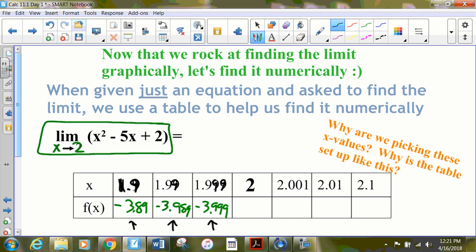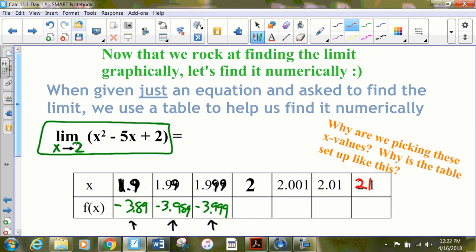So let's see if it's doing the same thing coming from the right. Once again, to set up x coming into 2 from the right, I could say, let's come in from 5, 4, 3, 2, we got there. That's not the way the tables are set up. The tables say get as close as you can to 2 from the right. 2.1 is pretty darn close, right? Now get even closer, 2.01. Even closer, 2.001. We could do 2.000000001, and then we're really close. We're approaching 2, but not equal to 2.